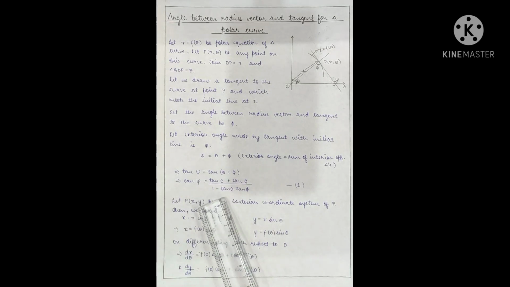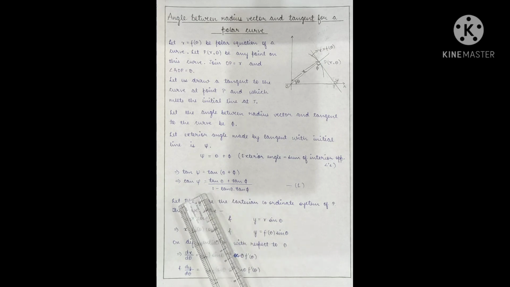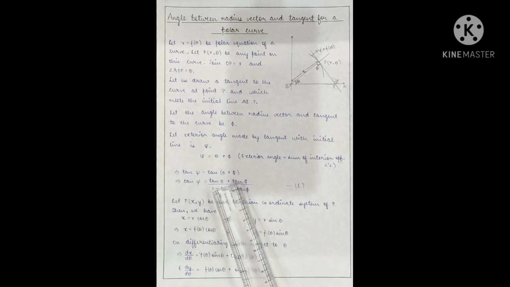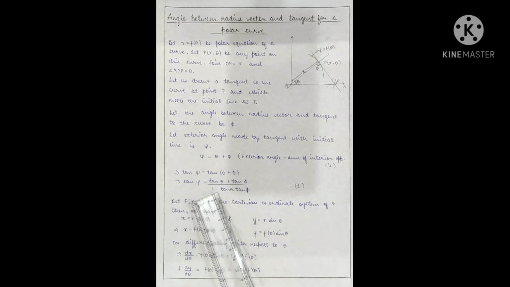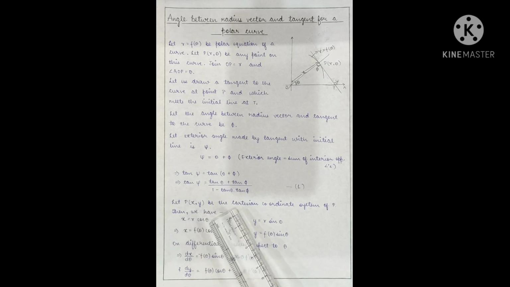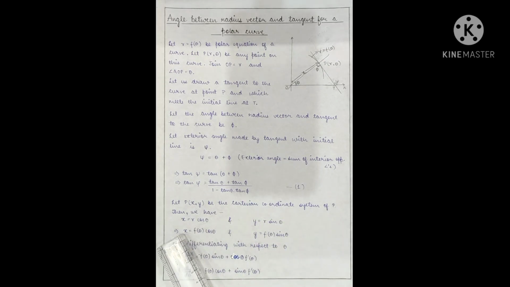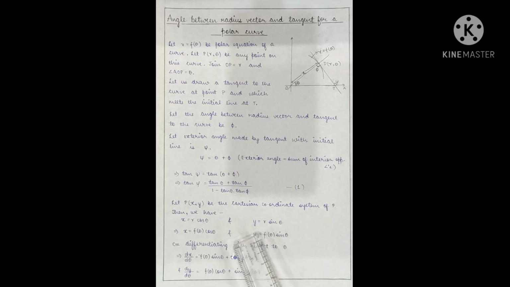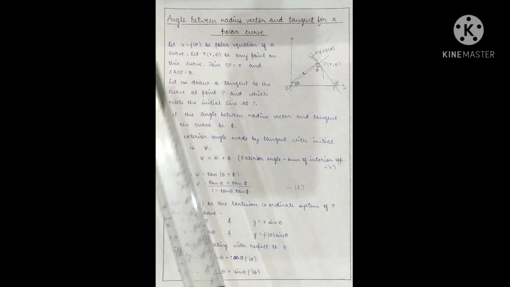Now here we will use the tan(a+b) formula. So it will be tan theta plus tan phi whole upon 1 minus tan theta into tan phi. Now we'll consider P(x, y) to be the Cartesian coordinates of P. Then we have x = r cos theta and y = r sin theta. Then in place of r we can write f(theta).